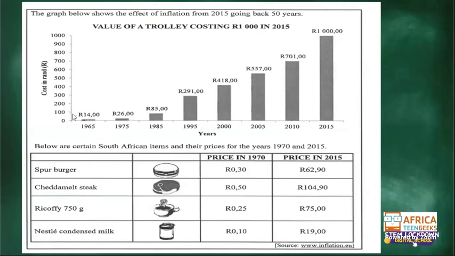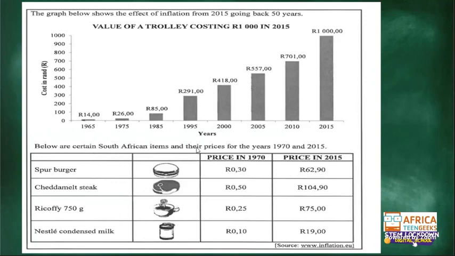So what we can see from this graph here is that whatever these items are in this trolley, it's the same items. So this is showing us the same items in one trolley. All these items are put in one trolley, but we are analyzing their inflation rates over the years. In 1965, you'd buy those things, it would cost 14 rand to get all those items in the trolley. But in 2015, it would cost you 1,000 rand to get the same items you used to get for 14 rand. So the same items.